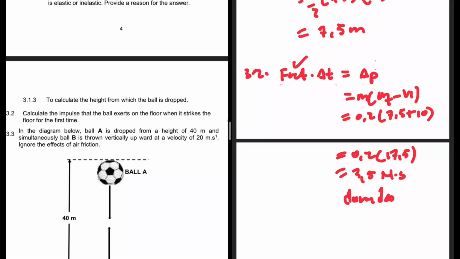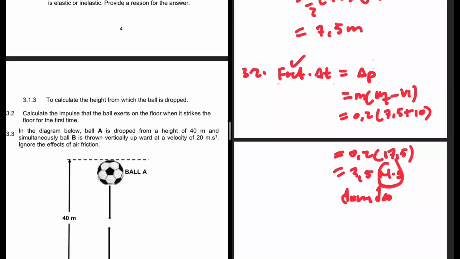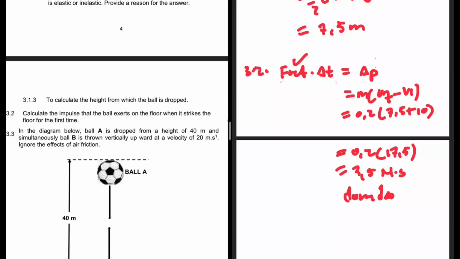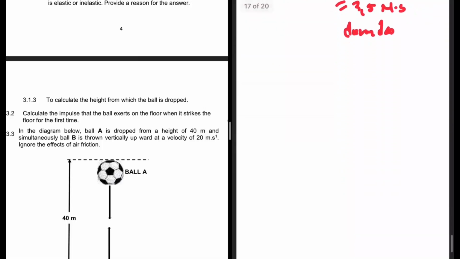Pay attention to the SI unit. The SI unit is newton seconds, not kg meters per second. Kg meters per second is for the change in momentum. The impulse is newton seconds. Right? These things are not the same. Should be very careful. Okay.